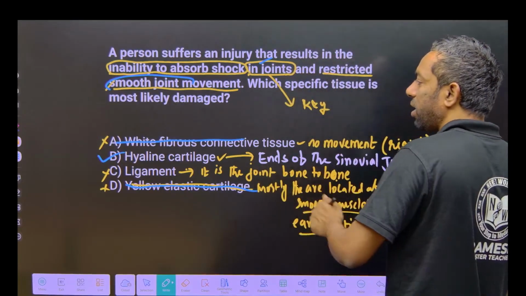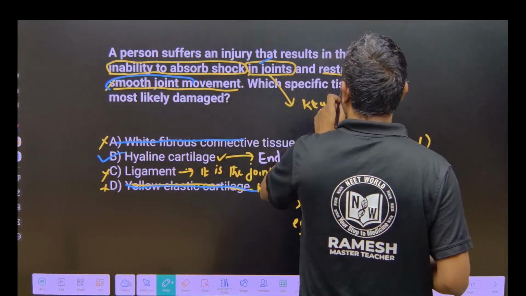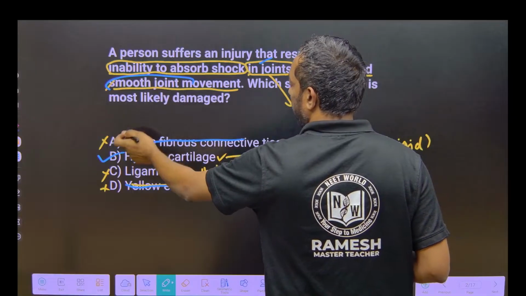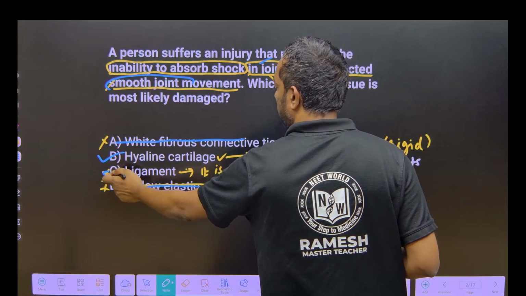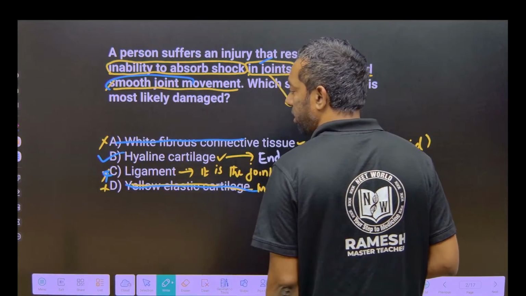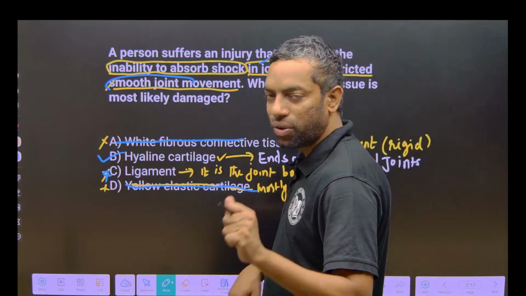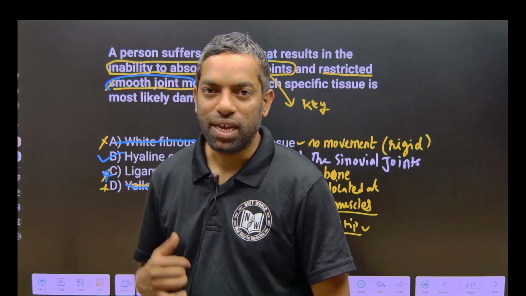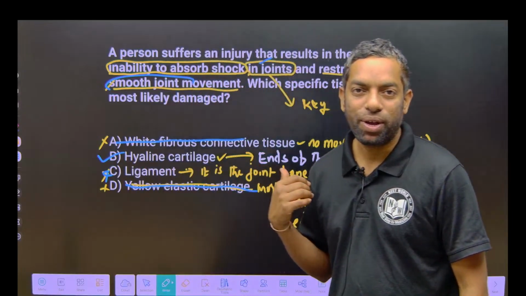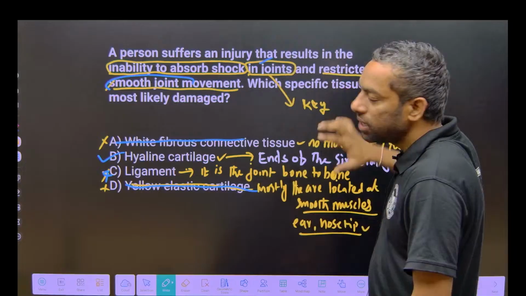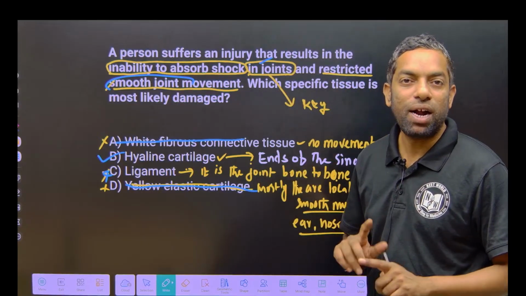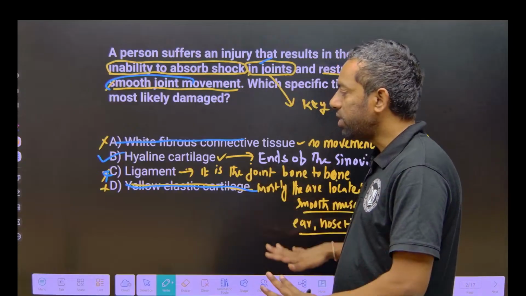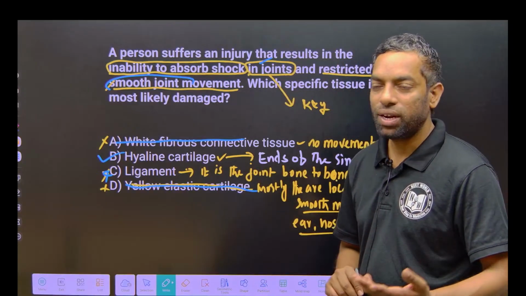Ligament is not about muscle. It is bone to bone, so you have to eliminate it. So the answer is B. You can use your smartness during the elimination process if such questions come. Just read carefully what the question is actually asking, and then focus on the options. You can easily do it.